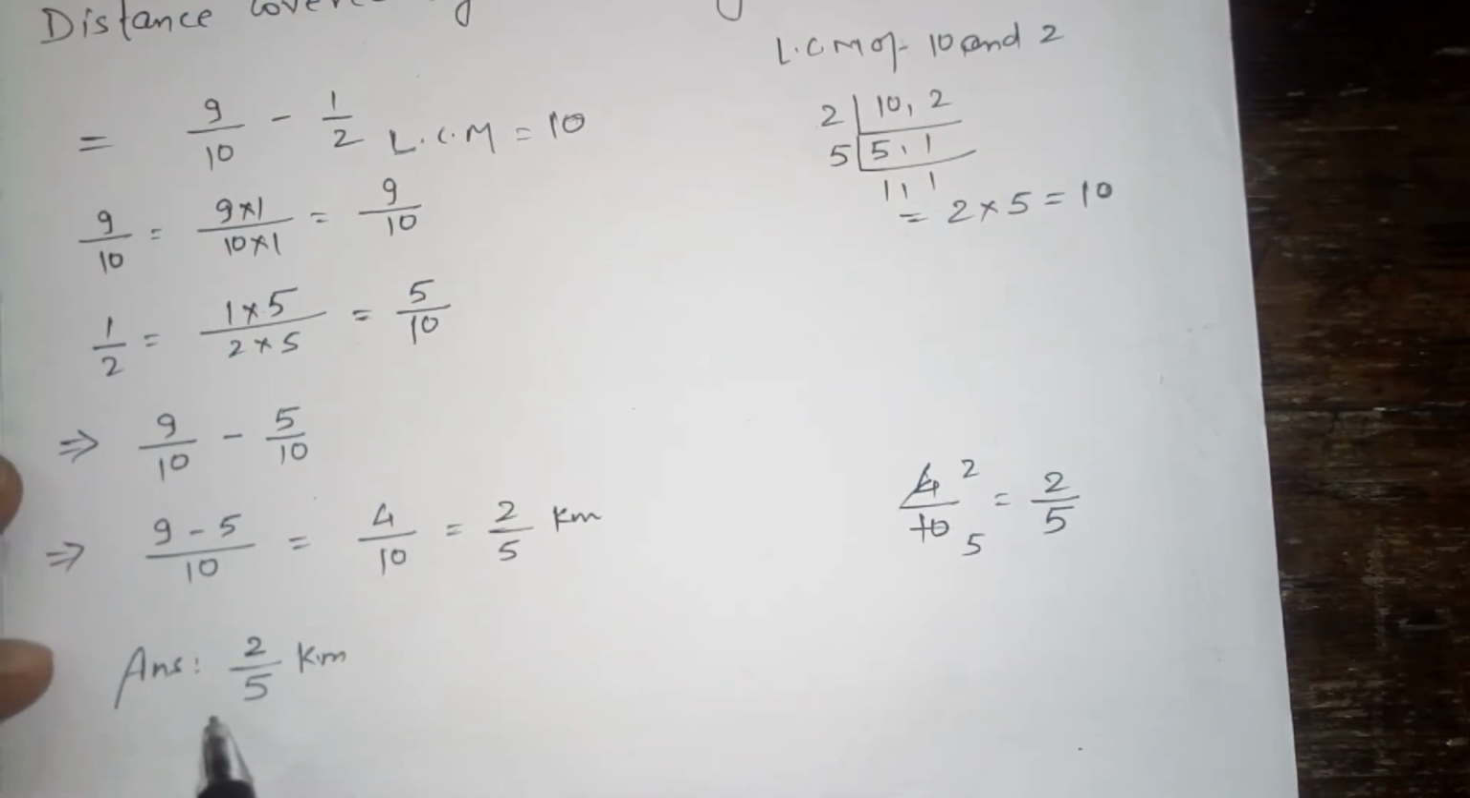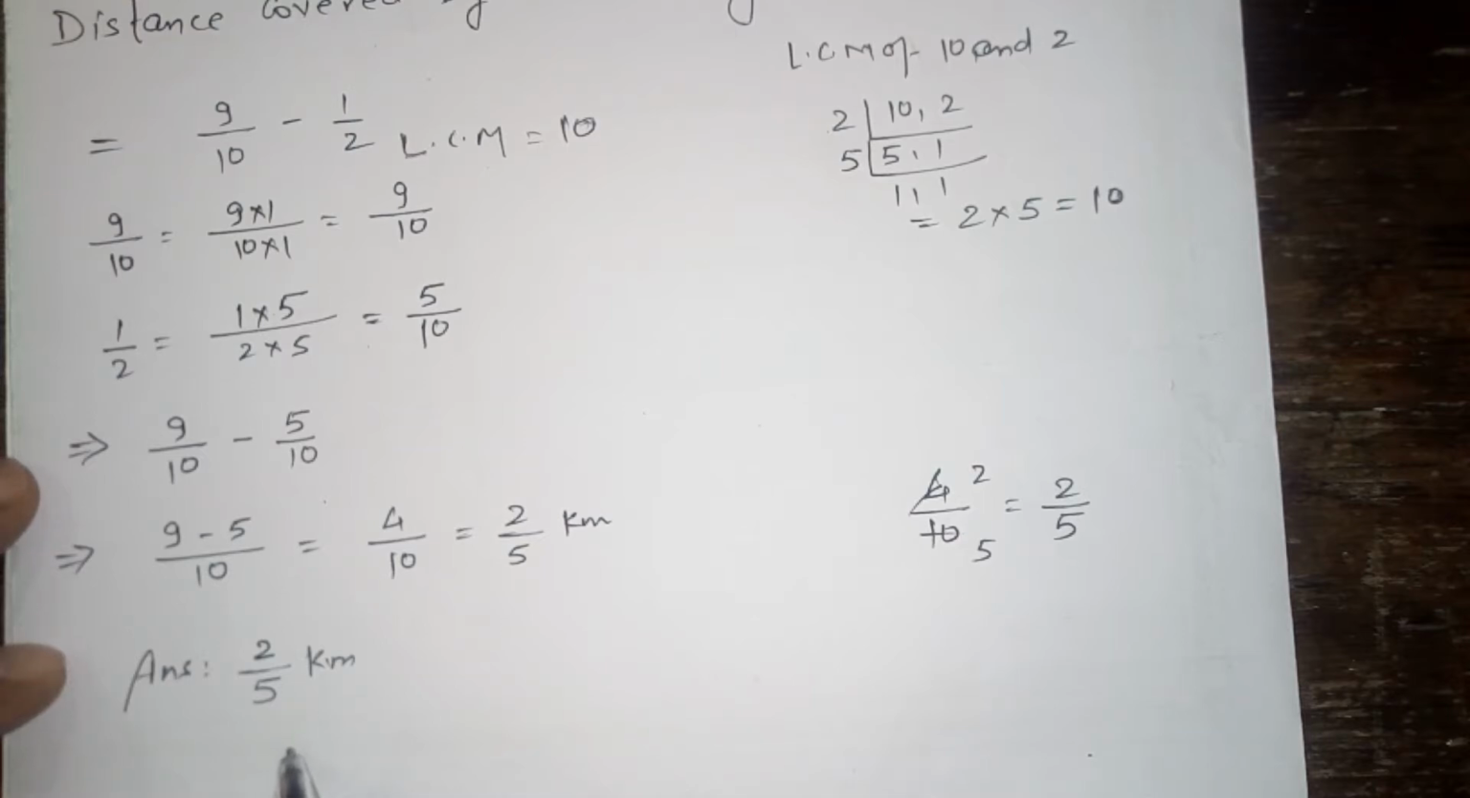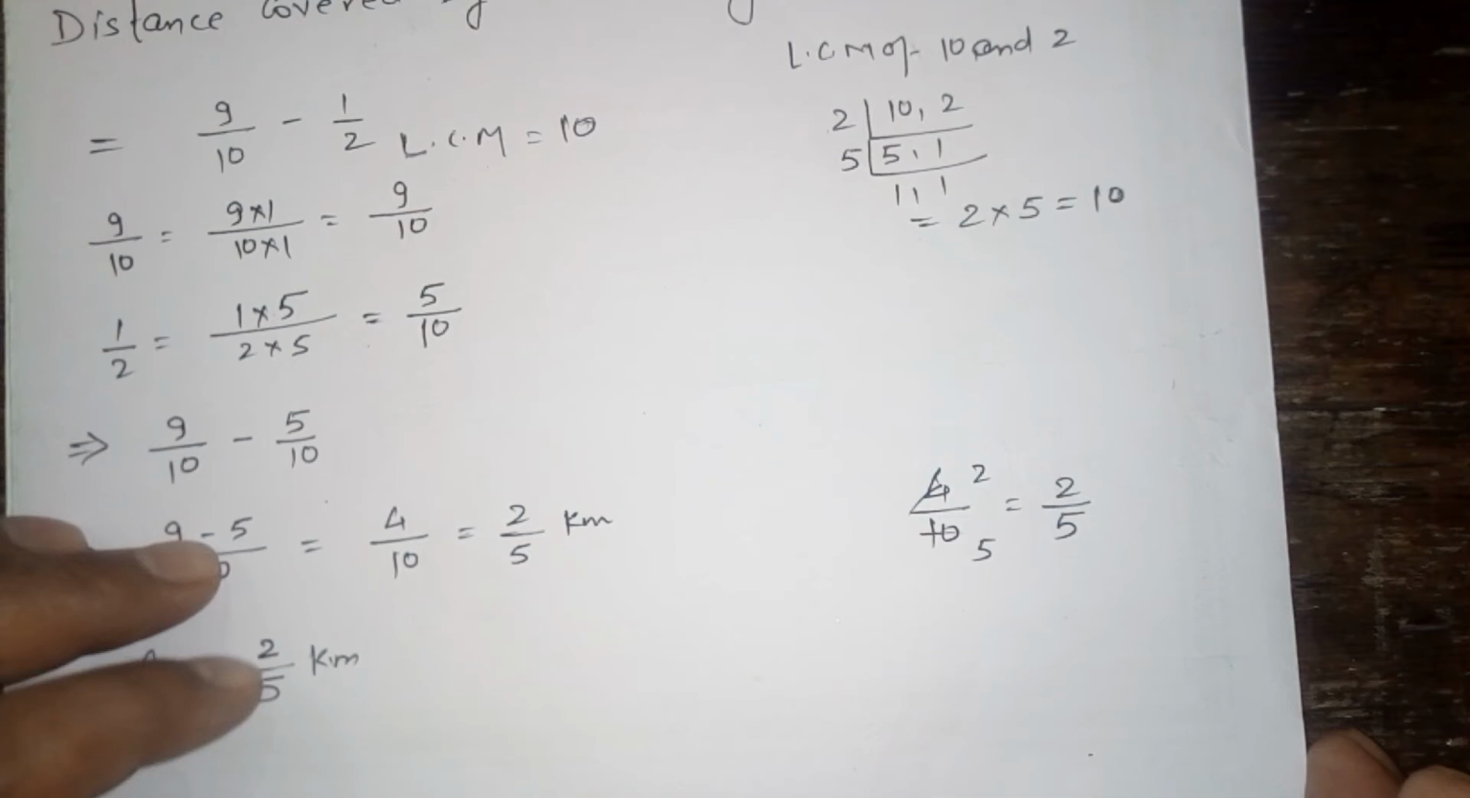Okay, this is your required answer. My dear student, the required answer of the given question is 2 upon 5 kilometer. The meaning is, the distance traveled by Nandini by walk is 2 upon 5 kilometer. Okay, this is your required answer.